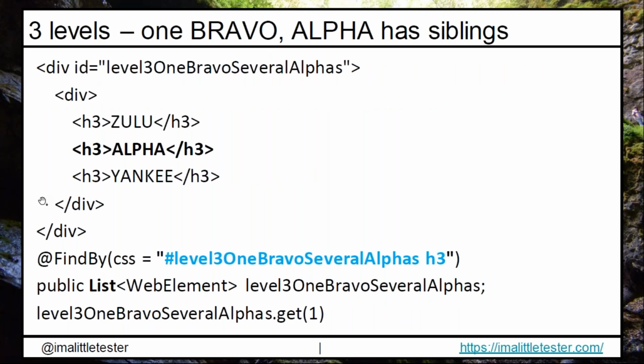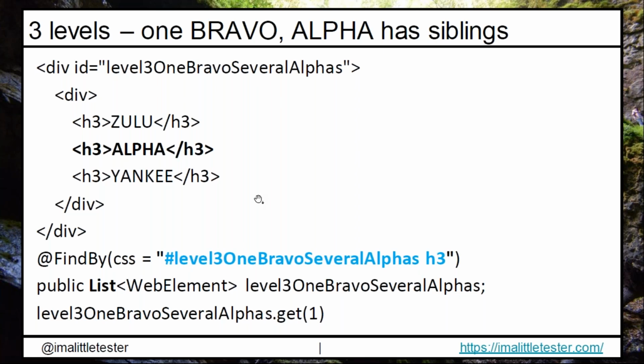Another example is when we have alpha who has siblings of the same type. Alpha and the siblings' parent is only a div, which doesn't have any unique properties that can set it apart from others. But the ancestor of this div has an ID. In this case, similar to what we had initially in the first three-level example, our selector will be the ID of the ancestor with an ID, and then H3.